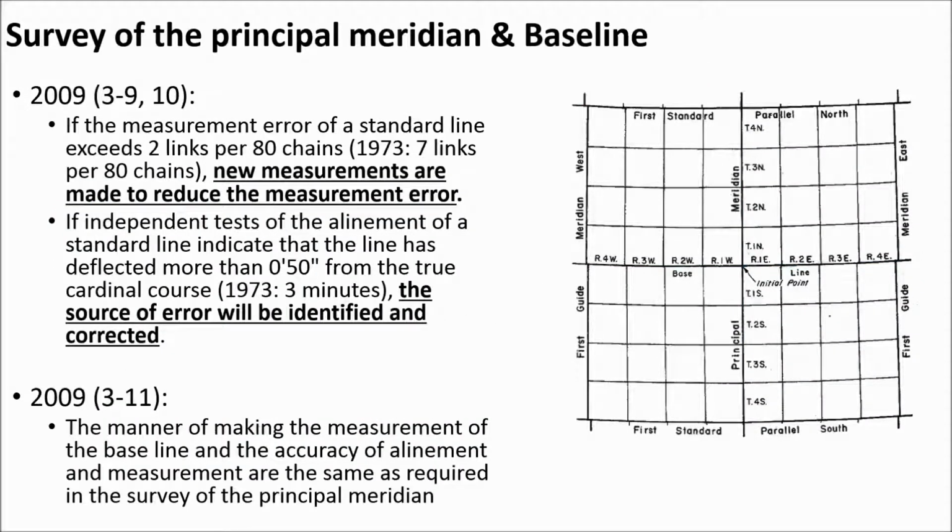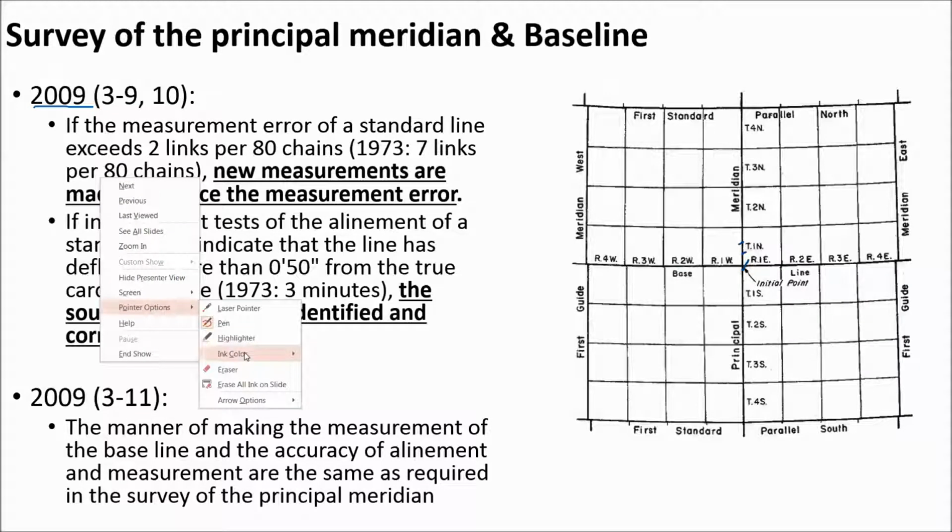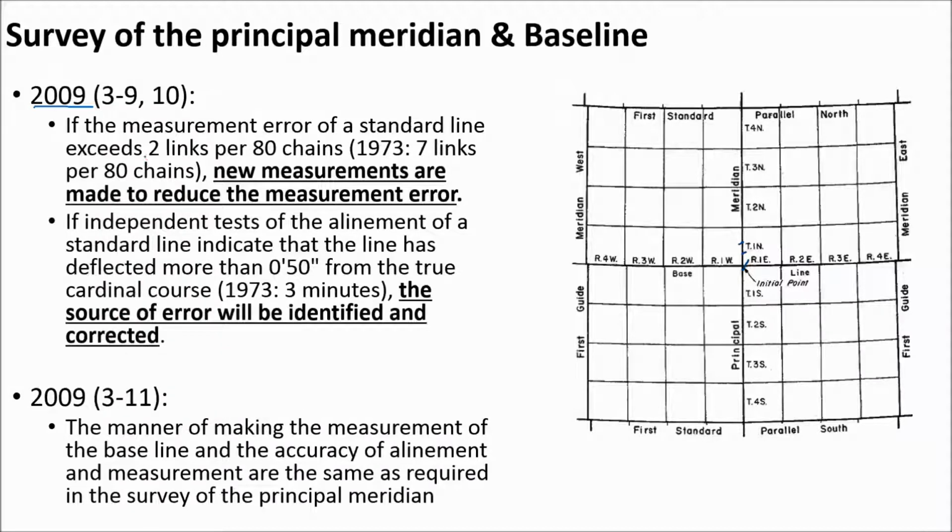First thing is, according to the 2009 manual, which is the manual we are working with, and I also have the 1973 manual, what does it say? If the measurements between these monuments that are set exceed a certain limit, and the limit here is provided for us by the manual, what is the limit? 2 links per 80 chains. If the measurements are out of this tolerance, we need to do new measurements. We need to resurvey. So for example, if I have a line here between two monuments, monument 1, monument 2, and the distance between these two monuments is 80 chains, I'm only allowed two links. And the abbreviation for links is L and K here. That's for sure.